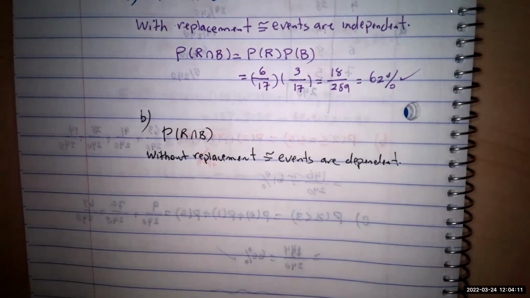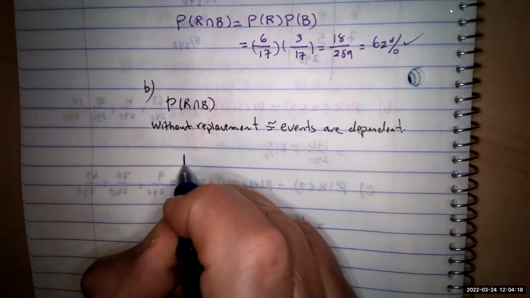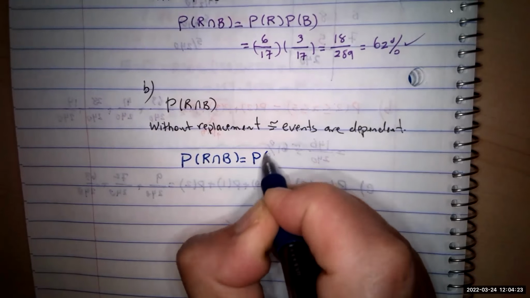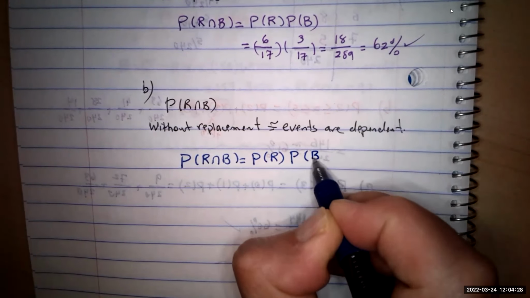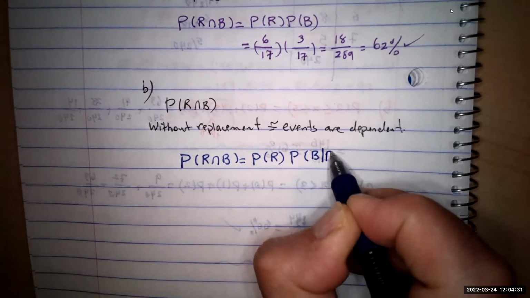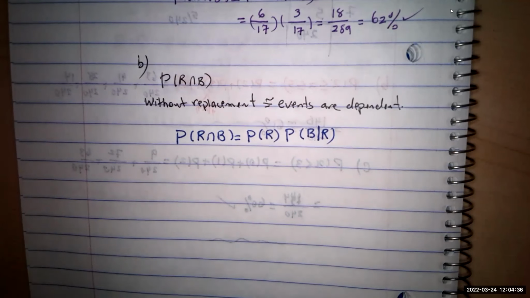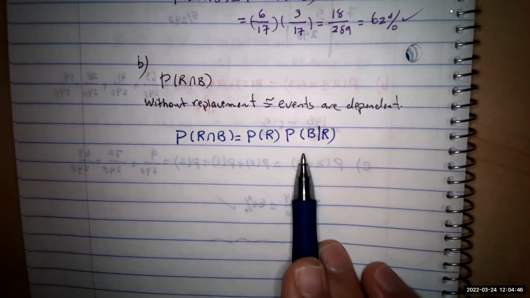So you have to use the conditional probability form of the product rule, which is probability of R and B is probability of getting a red times probability of getting a blue one, given that you already kept the red one. That is the multiplication rule when the events are dependent, because something else has already happened. You kept one of the balls. So this is going to be your formula.